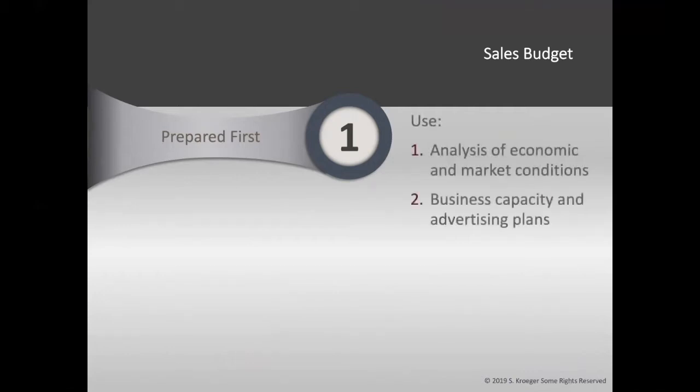In order to prepare this budget, analysts will look at economic and market conditions, the capacity of the business, because you cannot produce more than you can make, and advertising plans. They will also look at past performance data. Don't worry, you won't have to do any of the analysis in this course. What you need to do is use this information to prepare the budget.